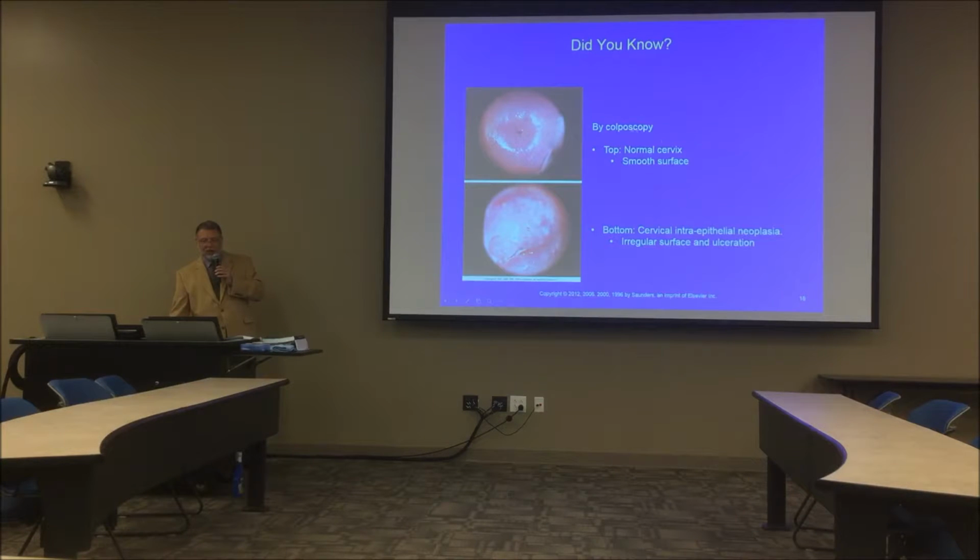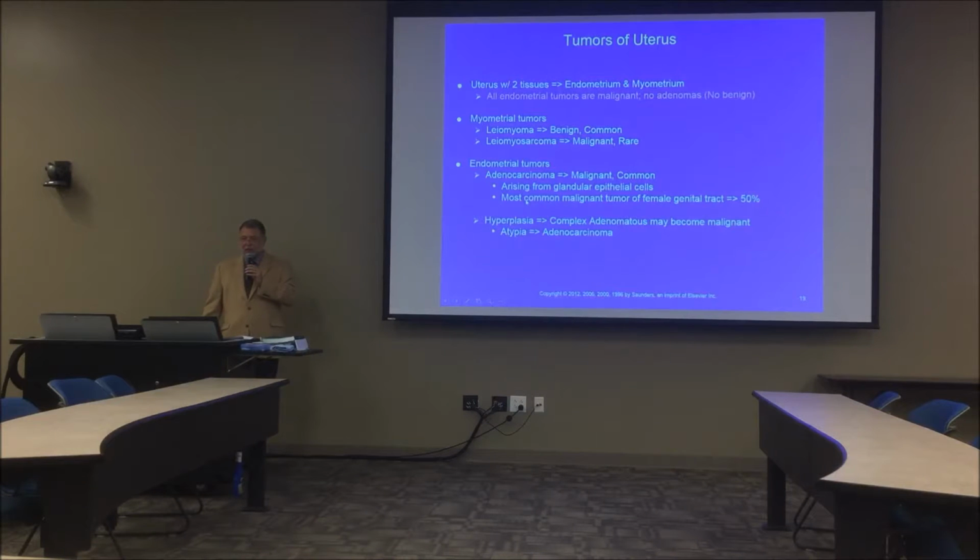When a colposcopy is done, that's the view of the cervical area through the vagina. This is a normal cervix with a smooth surface, but when there's an invasion and there are some high intraepithelial changes, which is a neoplasia, you're going to have an irregular surface and ulceration of the surface of that cervix.